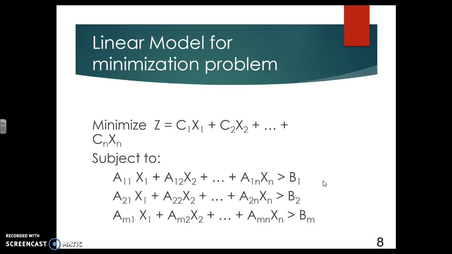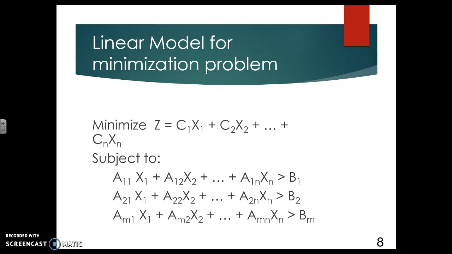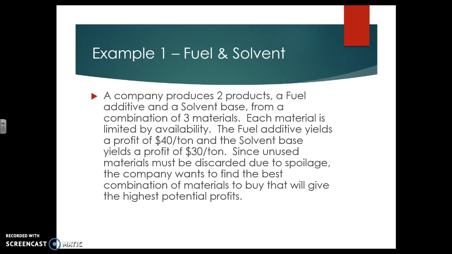So this is maximize, this is minimize. So I'm just going to flip back and forth, and what do you notice? Oh, it has something to do with those arrows. So we'll keep that in mind as we go. Got it? Probably not. The only way, in my opinion, to really understand this is to practice and practice and practice and practice. And then by the third lesson, you're going to be so sick of it that you will just know it. So here's our first example.